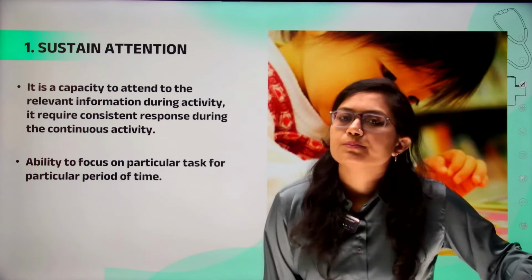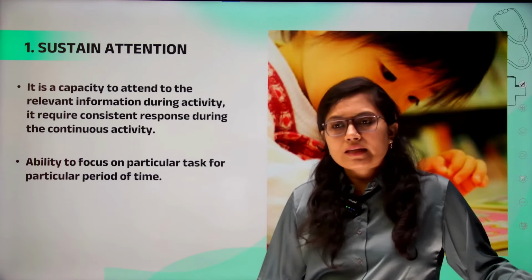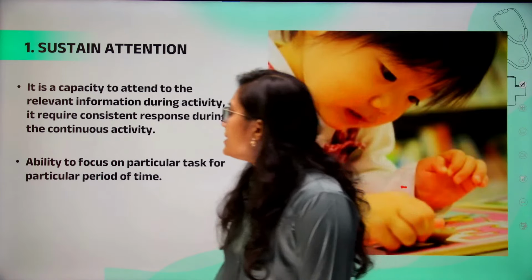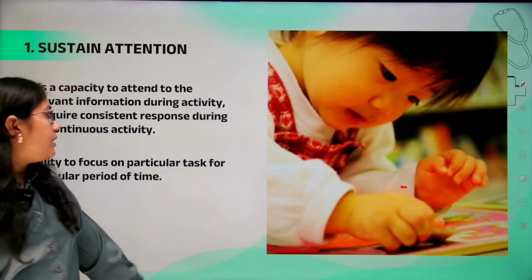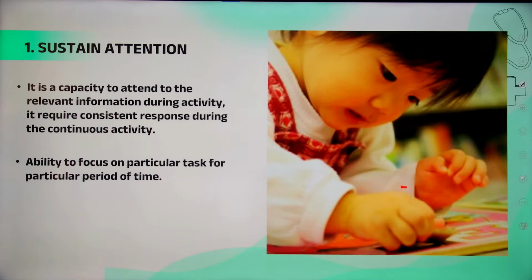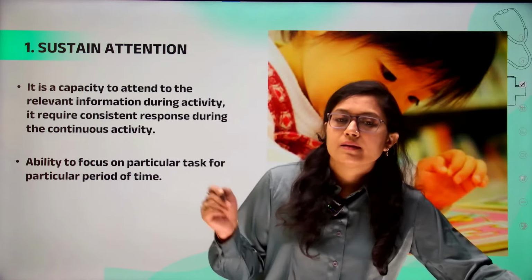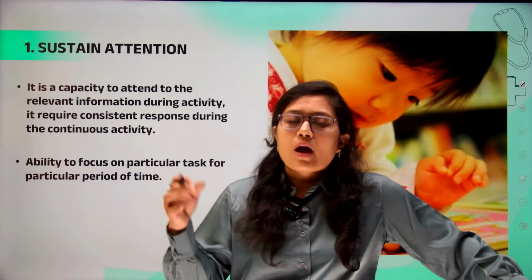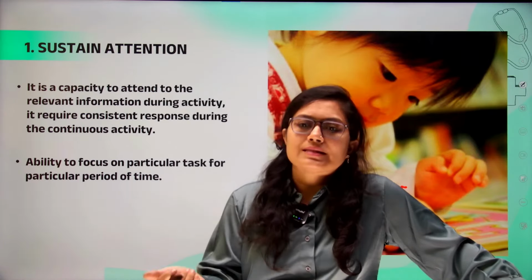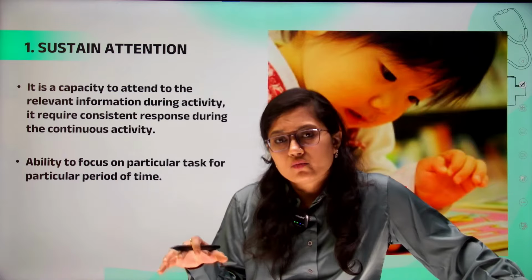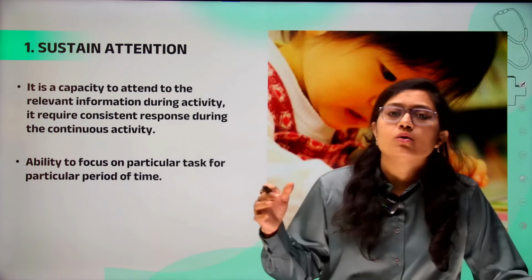It is attention. So, the first type of attention, that is sustained attention. What is this? It is a capacity to attend to the relevant information during activity. It requires consistent response during the continuous activity. Like for example, we are reading, writing, doing any task. So, how much time we are engaged in one particular activity, that is sustained attention. That is the ability to focus on a particular task for a particular period of time.